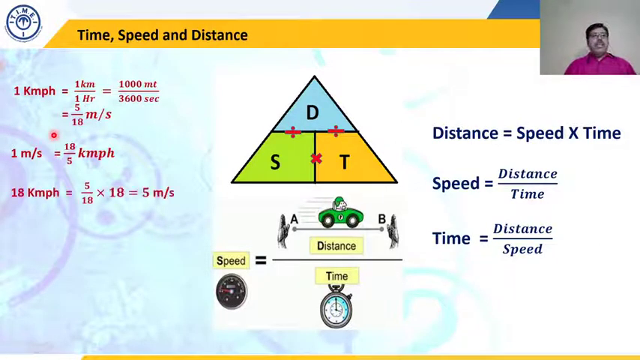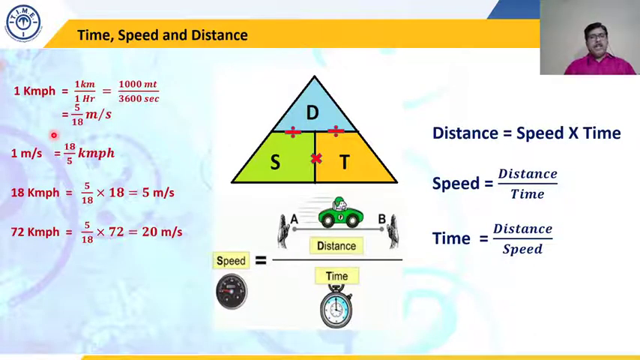So 1 kilometer per hour is 5 by 18 meter per second. Can I say 18 kilometer per hour is 5 by 18 multiplied by 18, which is 5 meter per second. Similarly, 72 kilometer per hour is 5 by 18 multiplied by 72, which is 20 meter per second. So a multiple of 18 kilometer per hour is nothing but a multiple of 5 meter per second. So 18 kilometer per hour is 5 meter per second, 9 kilometer per hour is 2.5 meter per second, 36 kilometer per hour is 10 meter per second, 72 kilometer per hour is 20 meter per second.